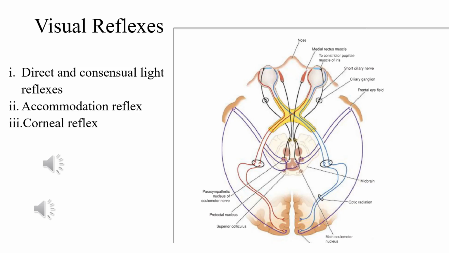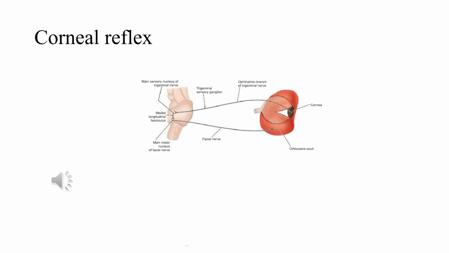And this whole reflex or whole pathway is called the accommodation reflex. Now the corneal reflex is that whenever there is light touching of the cornea or conjunctiva, there is blinking of the eyelids, or in some cases there is tight closure of the eyes.